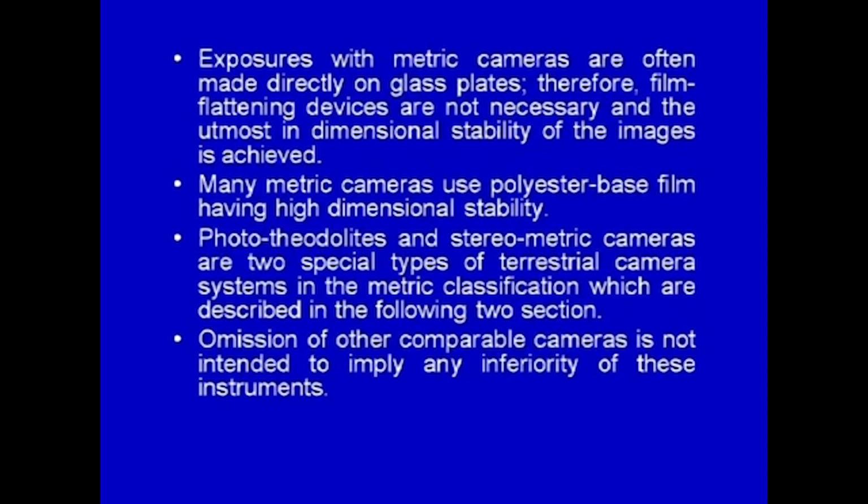Exposures with metric cameras are often made directly on glass plates. Therefore, film flattening devices are not necessary and the utmost in dimensional stability of the images is achieved. Many metric cameras use polyester based films having high dimensional stability. Phototheodolites and stereometric cameras are two special types of terrestrial camera systems in the metric classification, which are described in the following two sections. Omission of other comparable cameras is not intended to imply any inferiority of these instruments.